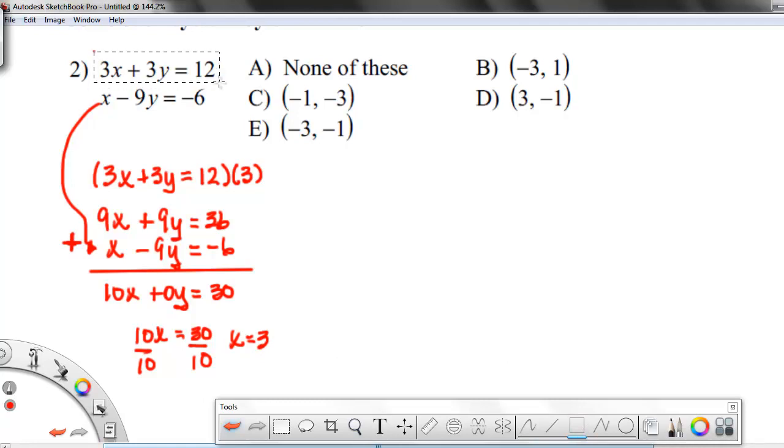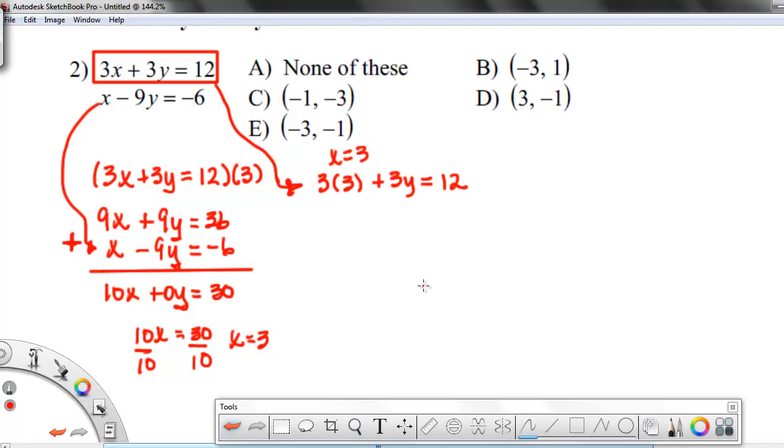Now, just like before, we'll take that first equation. You can use the second equation, but we're just going to make it a rule that as far as teaching it, we'll just always go to the first equation. We'll replace x with 3. X equals 3, so we can replace every x with 3. 3 times 3 is 9. 9 plus 3y equals 12.